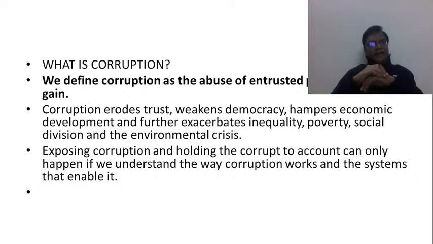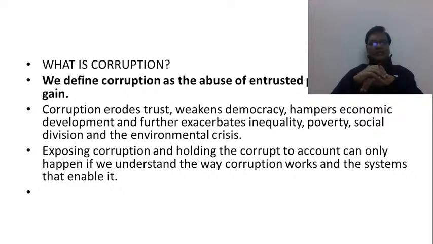Why is this corruption bad? Because it erodes trust, it weakens democracy, it hampers economic development, and it exacerbates inequality, poverty, social division, and environmental crisis. This is why corruption is very bad.